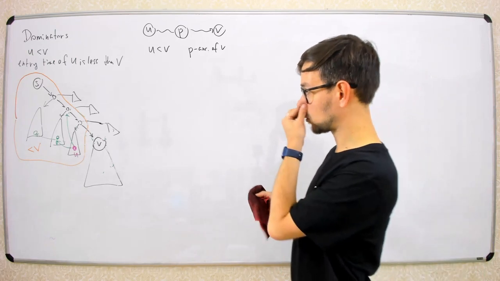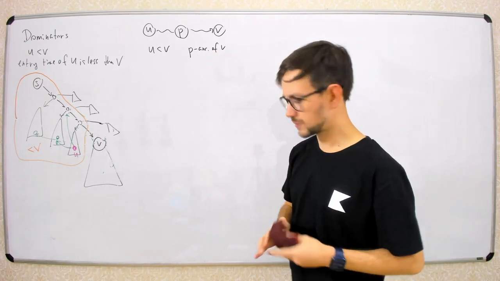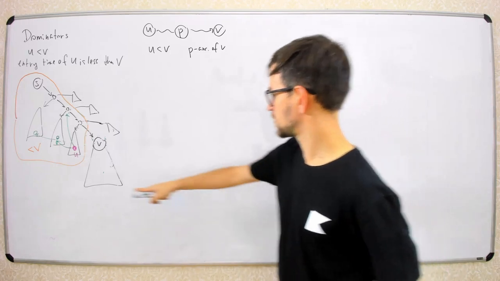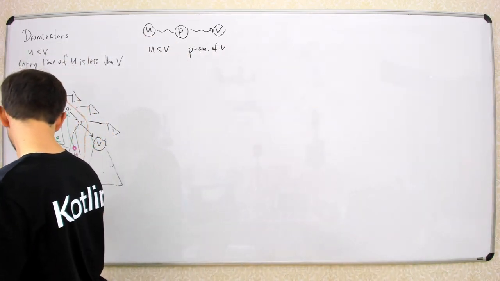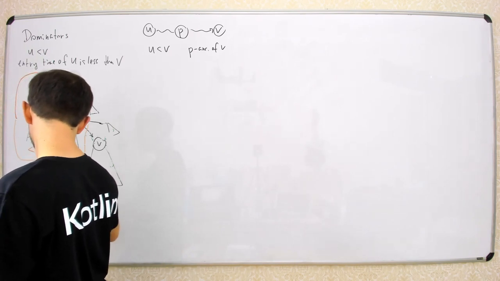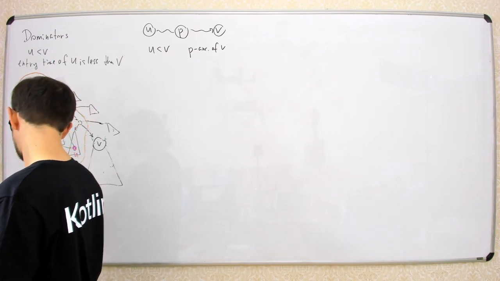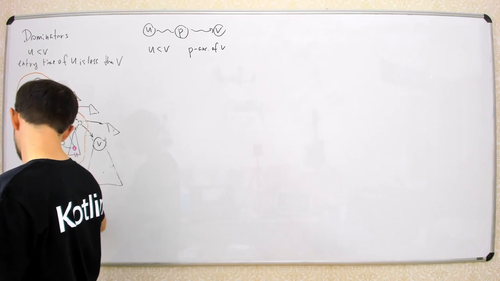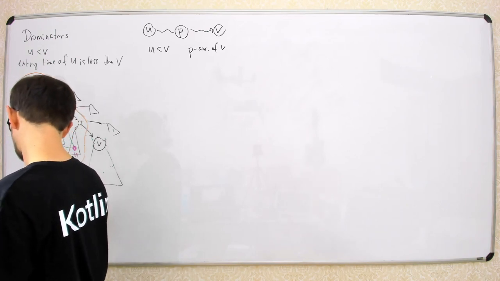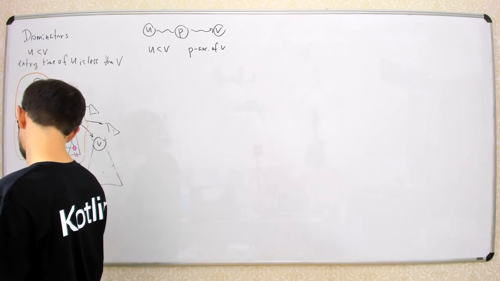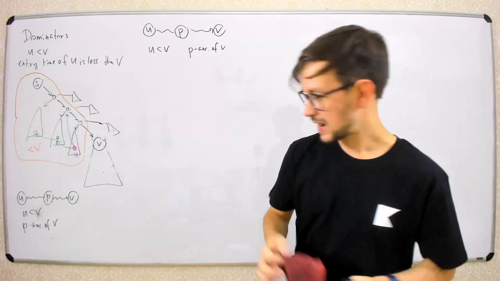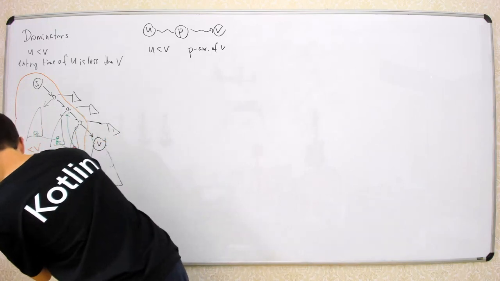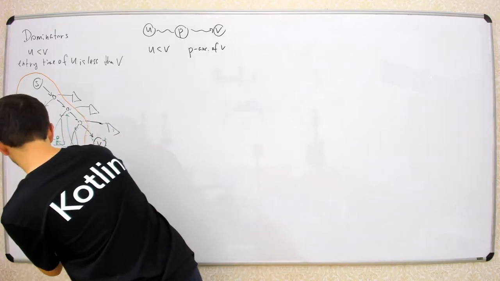Now, we will use this theorem a lot. Let me just write this theorem here, because I will use it a lot. So if I have this path P to V, so if U is less than V, then P is an ancestor of V. I'll just keep it here. Nice.